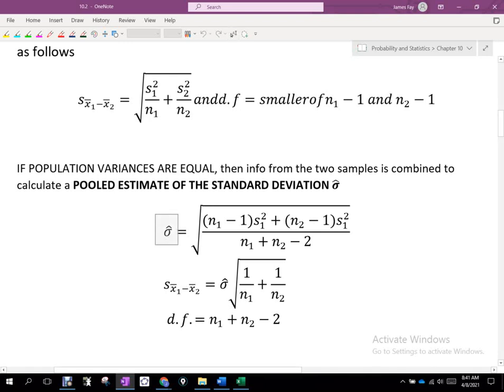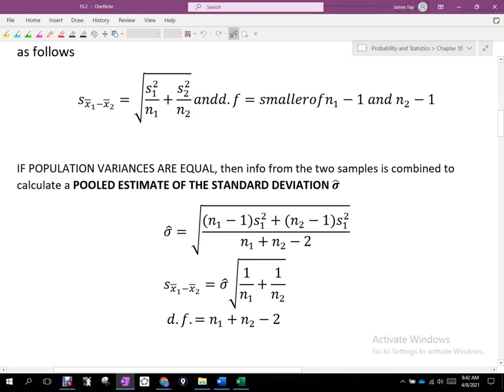Now that sigma hat becomes a multiplier for the square root of 1 over sample size 1 plus 1 over sample size 2. And then we use a degree of freedom of n sub 1 plus n sub 2 minus 2. I would argue that explaining why these formulas are what they are is beyond an introductory elementary statistics course.